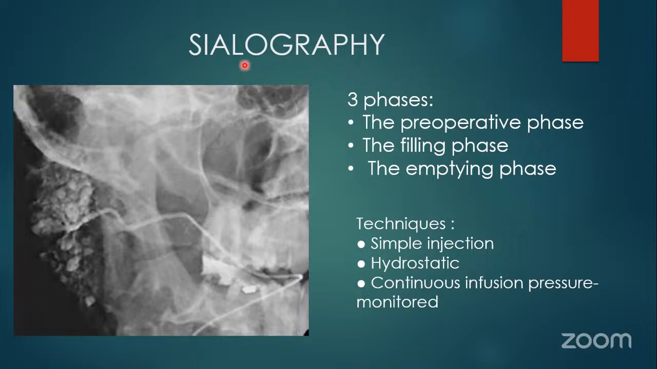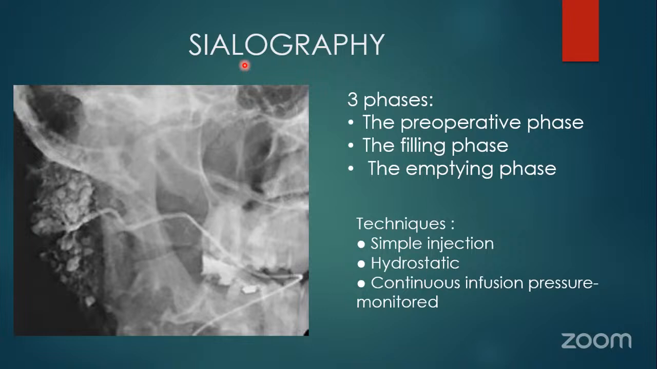Second is the filling phase, where the contrast medium passes through the duct and fills the entire salivary gland, involving the acini and the minor ductules also. In the filling phase, after the injection is completed, we take another radiograph. After this phase comes the emptying phase, where the contrast medium has to be removed. There's no necessity that it has to stay inside the body, right? It has to come out. So the emptying phase will be done.